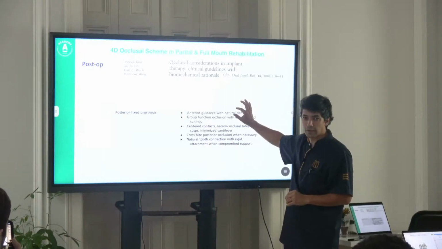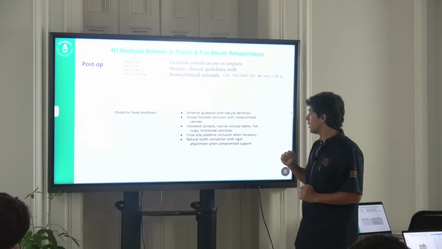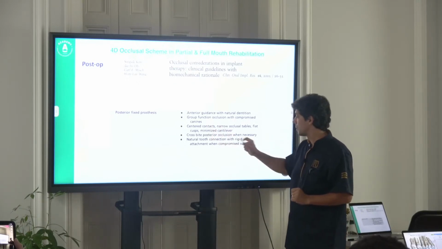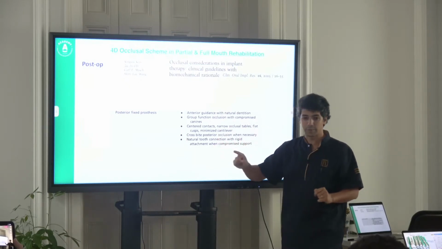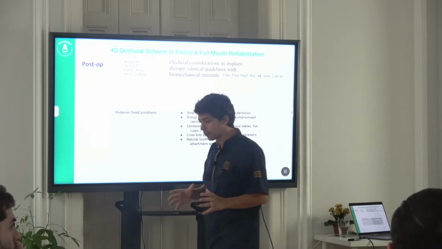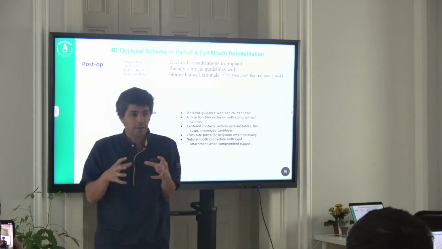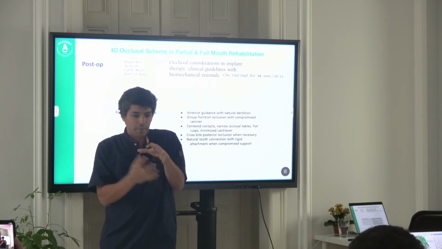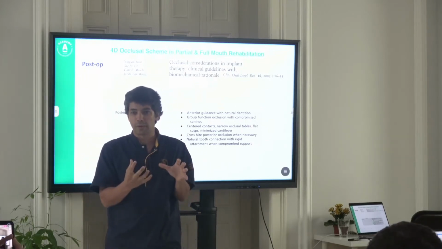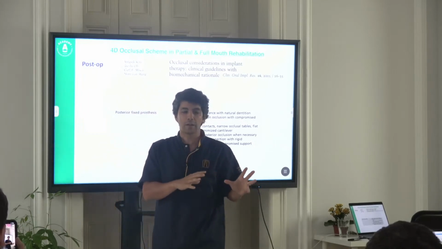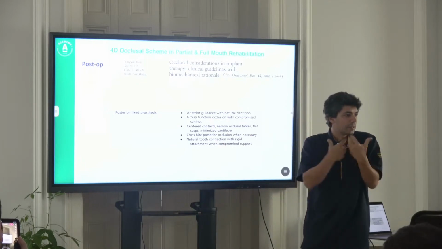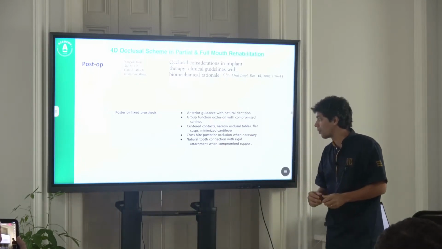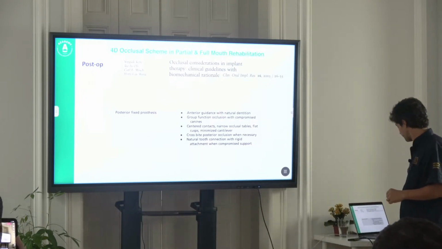On the posterior fixed prosthesis, you just fix the anterior guidance with a natural dentition. And you have centered contacts. Very important to have narrow occlusal tables, okay, and flat cusps. In prosthetics over implants, you need to diminish the momentum of force and the blockages to the movement. So let's not point to over deep cusps because this will not bring up the stability in our opinion and from this article as well.